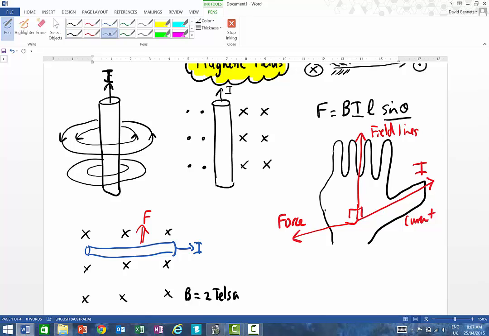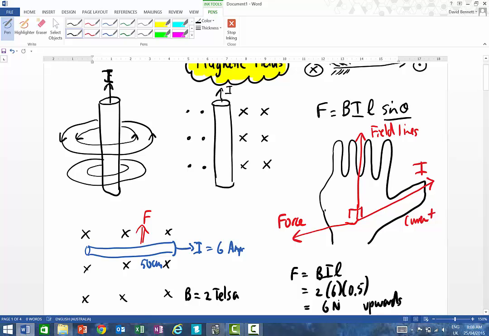Now let's say this had a magnetic field of 2 Tesla. We have a 50 centimetre length of wire, and let's say the current over here is equal to 6 amps. Alright, so therefore, to work out the force on this, the force is equal to BIL. So that's going to be equal to 2 times the current 6 times 0.5, because that's got to be in metres, and that will give you a force of 6 newtons upwards.